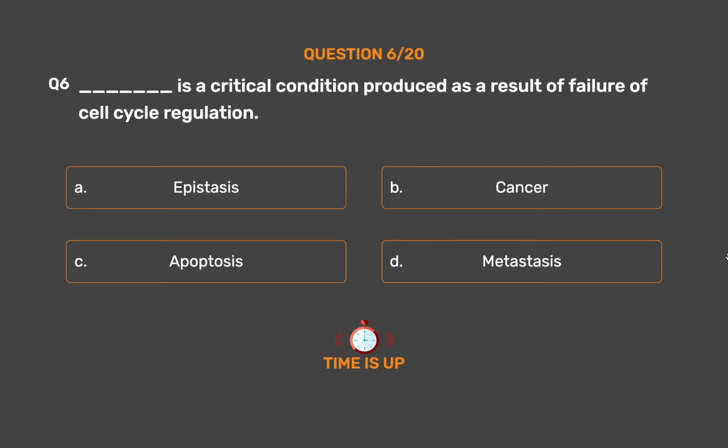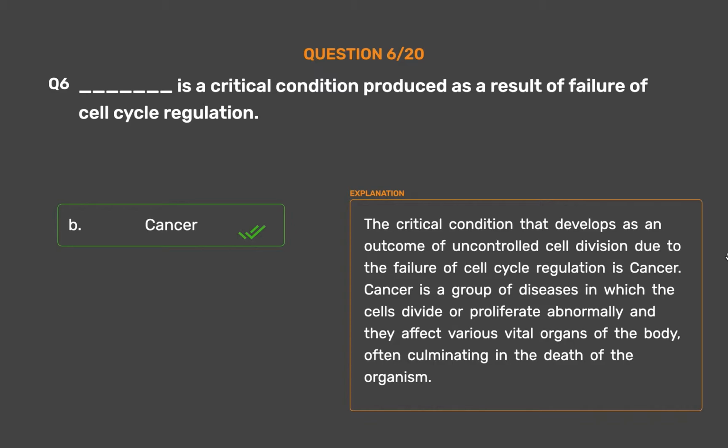The correct answer is option B, cancer. The critical condition that develops as an outcome of uncontrolled cell division due to the failure of cell cycle regulation is cancer. Cancer is a group of diseases in which the cells divide or proliferate abnormally and they affect various vital organs of the body, often culminating in the death of the organism.